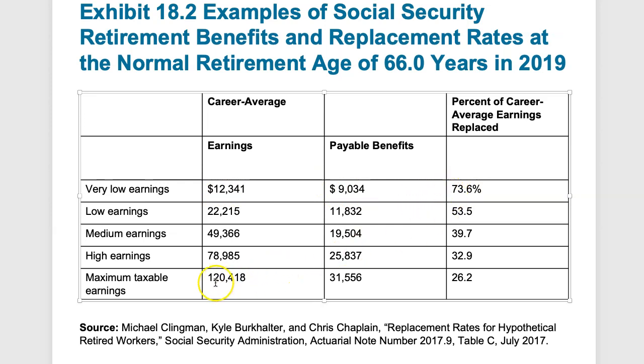So by the time you get to the maximum scale, you're only going to get about 26% of your earnings replaced compared to what you make. Here's your earnings, but your payable benefit's only $31,000. So you're making 3 times the low end of the scale, but you're only getting 26%. So 31,000 is 26% of 120,000 back in Social Security payments.